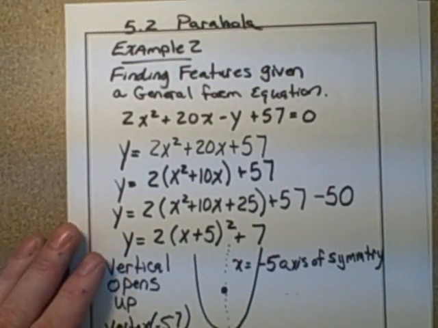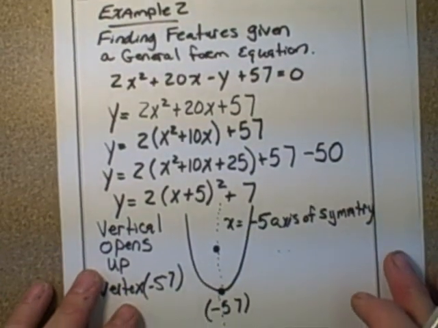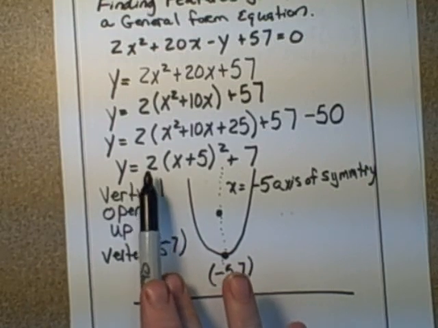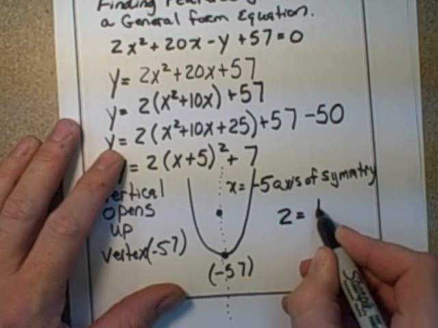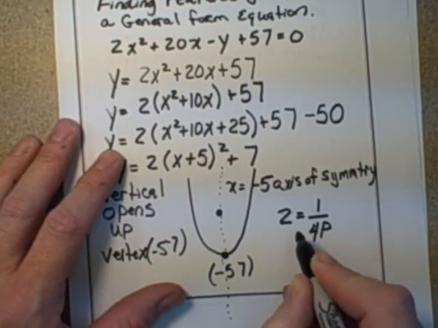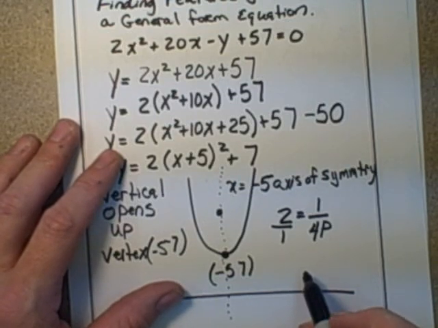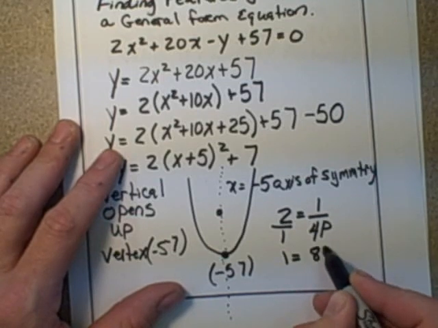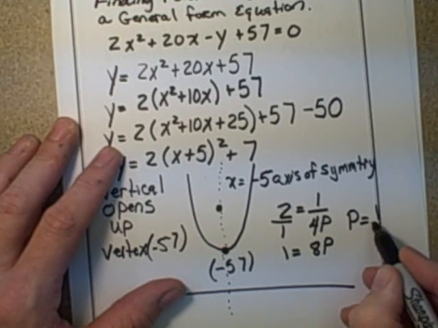Now we just have to find the focal point and the directrix. Let's just move that up to get it in a better form of view here. Okay, so we know that the 1 over 4p is in front, so we know that this 2, we solve for p. 2 is equal to 1 over 4p. So this is like 2 over 1. So if we cross multiply, we can solve for p. 1 equals 8p. Divide everything out there, p is equal to 1/8.